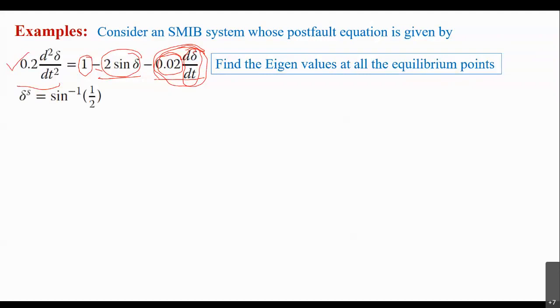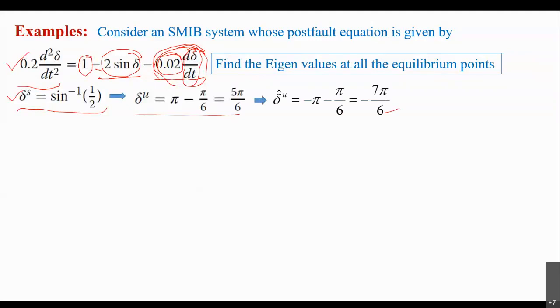So your stable equilibrium point will be sin inverse of half, right? Because this is Pmax sin δ, so δ will be sin inverse of half. So therefore it will be the stable equilibrium point. And similarly, one unstable equilibrium point will be π minus π/6, and the other unstable equilibrium point will be δu, that is minus 7π/6. So let us linearize this equation around the equilibrium point.